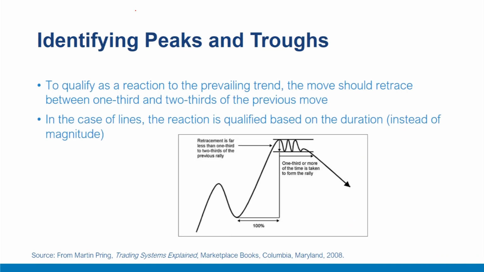An important aspect of the secondary cycle is the secondary reaction, and to qualify as a reaction to the prevailing trend, the move should retrace between 1/3 to 2/3 of the previous move. For example, this, to qualify as a reaction, has to retrace at least 1/3 to 2/3 of the up move. In case of a line like this, the reaction is qualified based on the duration of the line, how much time this line movement persists, rather than the amplitude of this. So duration is more important for the lines.